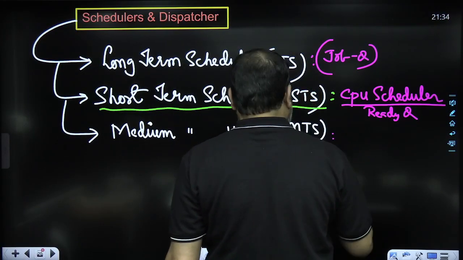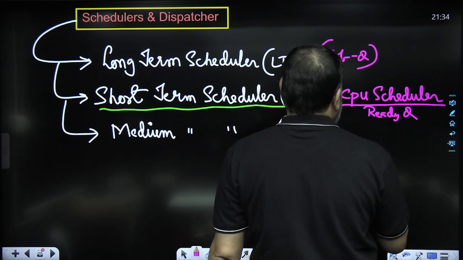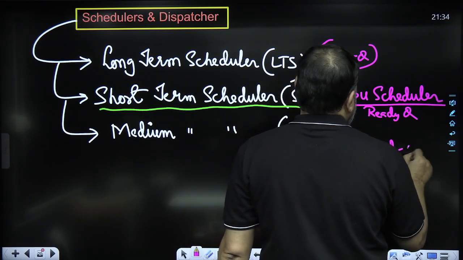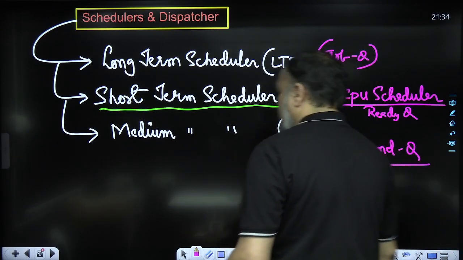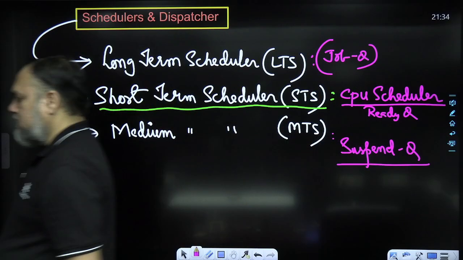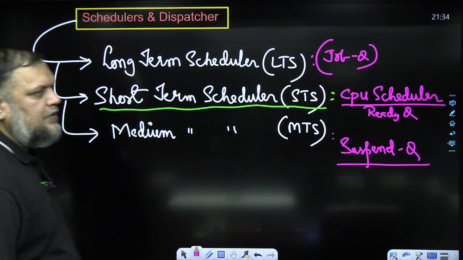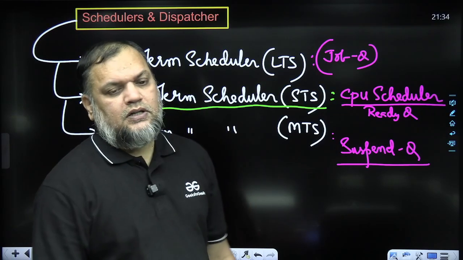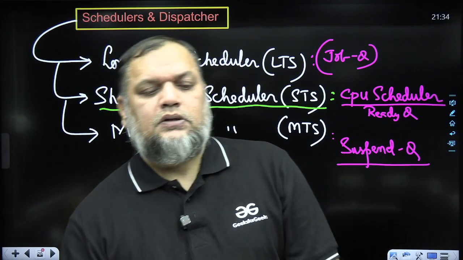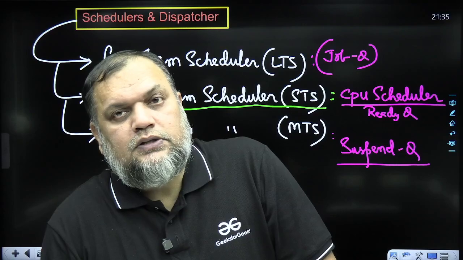So basically, the medium term scheduler operates on the suspend queue. The concept of suspension and resumption is done by the medium term scheduler. So these are the three important schedulers that are present in a multi-programmed operating system environment.